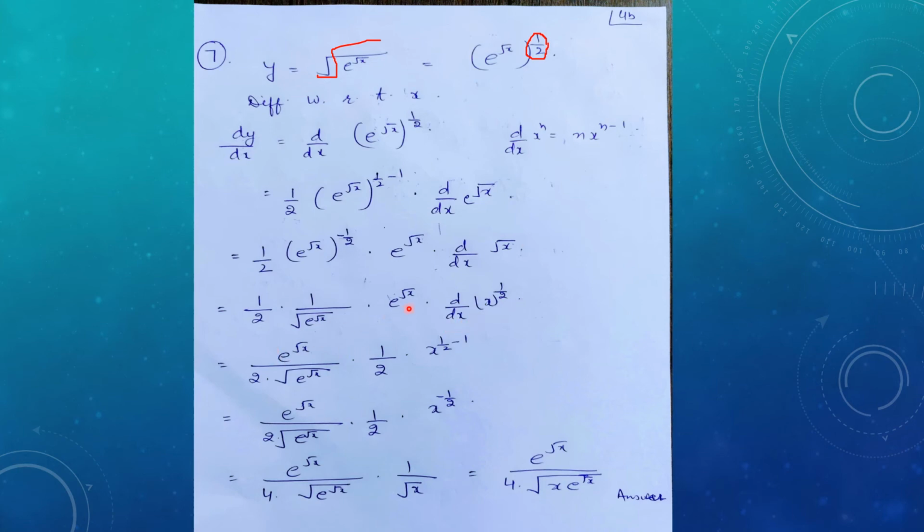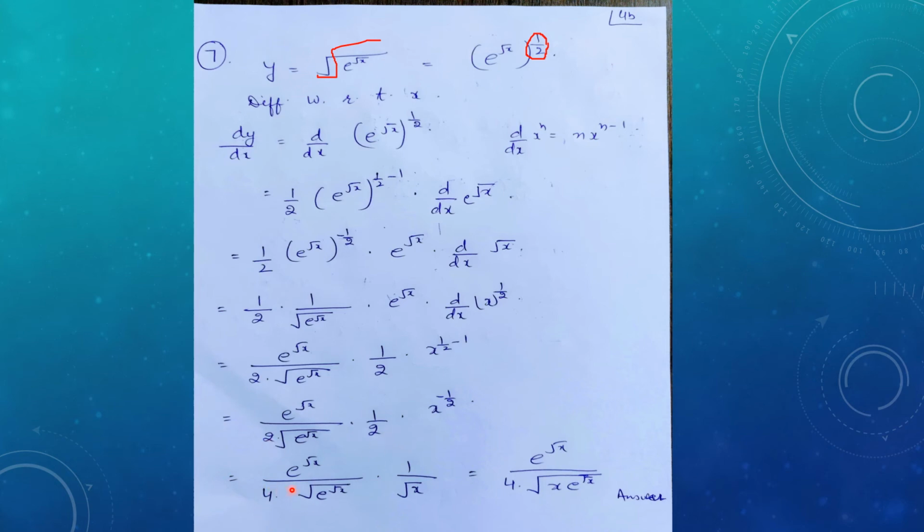Now this e power under root of x, I have taken it here in the numerator, and in the denominator you are getting 2 into under root of e power under root of x. Here I am solving d by dx x power 1 upon 2, which will be 1 upon 2 multiplied by x power 1 upon 2 minus 1. So you get e power under root of x whole upon 2 into under root of e power under root of x multiplied by 1 upon 2 multiplied by x power minus 1 upon 2, and this minus 1 upon 2, it will be taken in the denominator, and you will get this 2 multiplied by this 2 will give you 4 in the denominator.